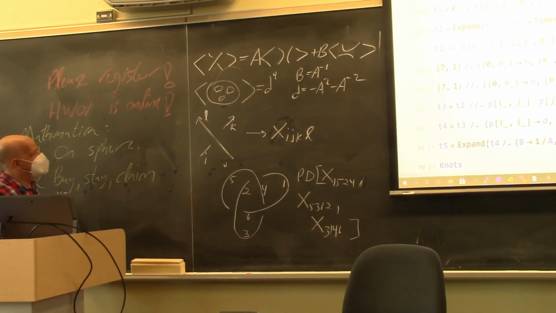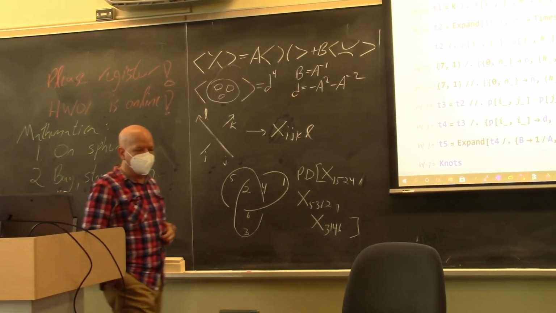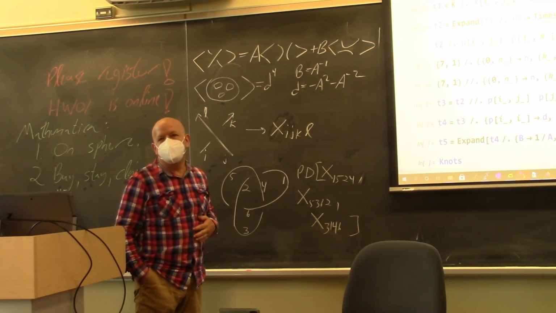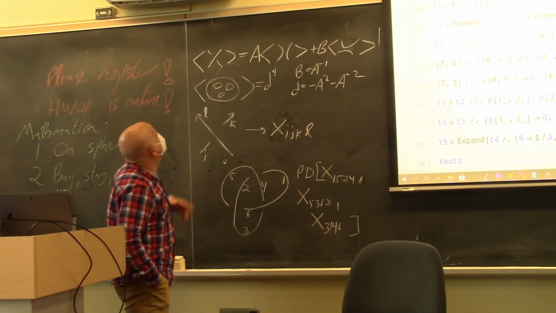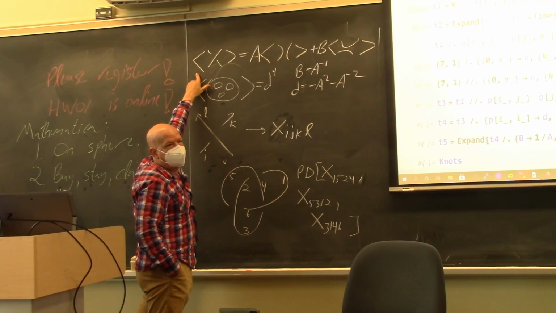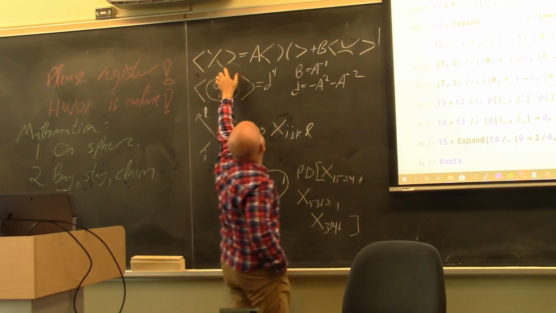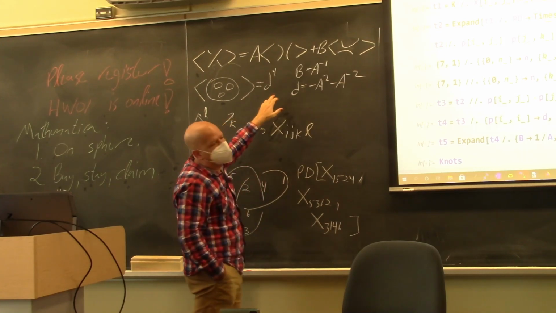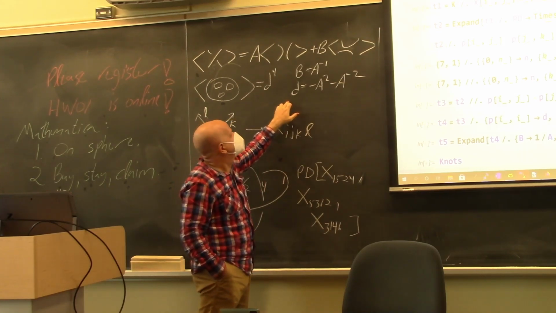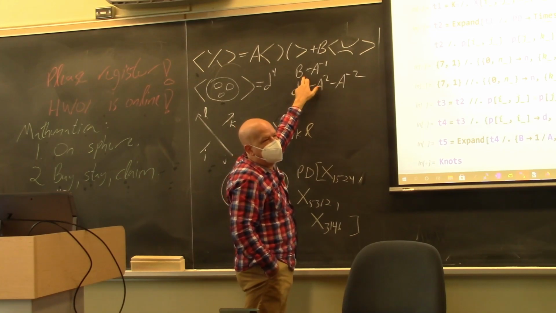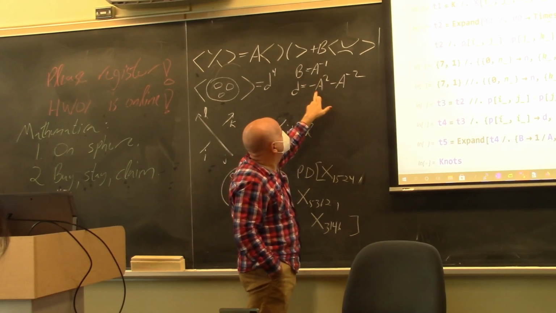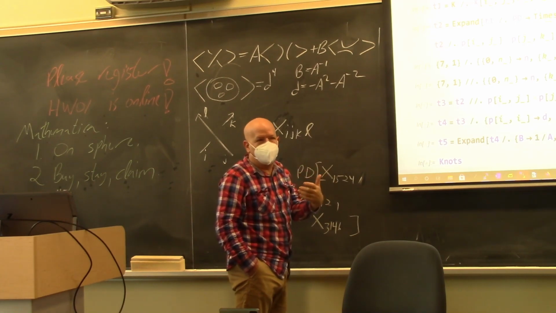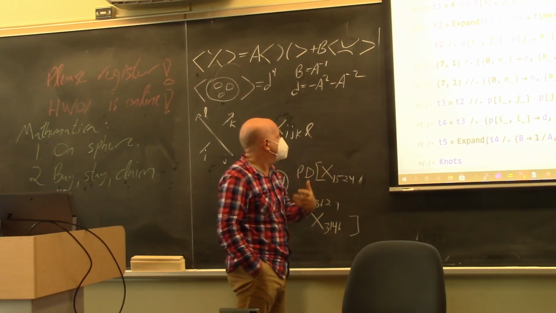Also, let me remind you where we were mathematically. We defined the Kauffman bracket by these two relations. We found that in order for it to be an invariant, B had to be A inverse and D had to be negative A squared, negative A to the minus 2. So at the end, it's just a Laurent polynomial in one variable, A.